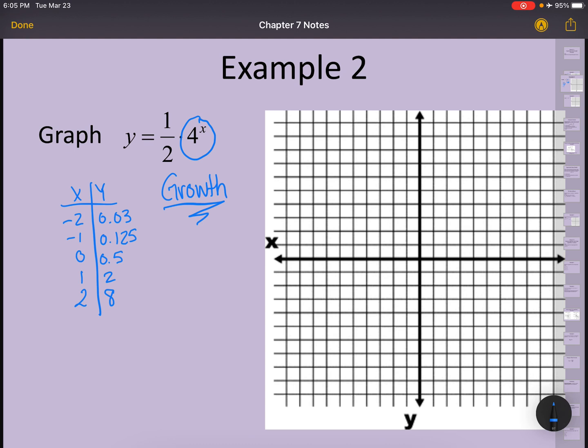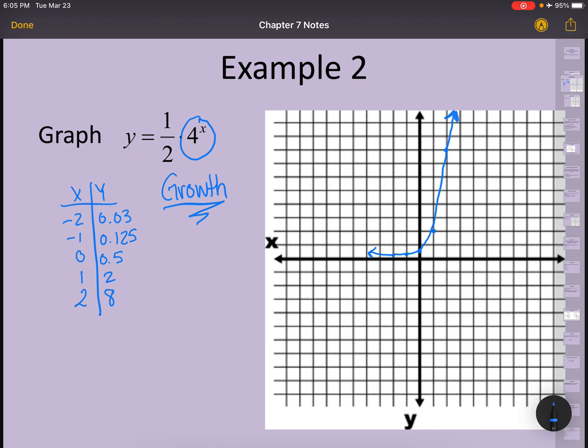Okay, so if we graph these, it should go up from left to right, like an exponential growth function should. At -2, it's really, really close to the x-axis. At -1, it's a little bit higher. At 0, it's 1/2 of a unit up. At 1, it's 2. And at 2, it's 8. So it's growing really, really fast, and if we connect them with a smooth curve, it's going to keep growing really, really fast.